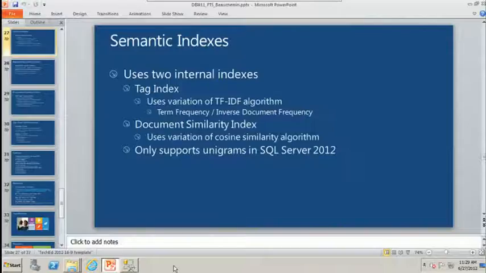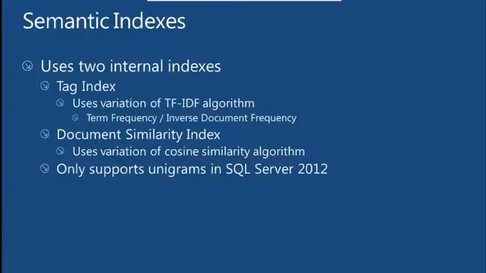Now, I have 44 seconds. I want to do one more thing, and then I'm going to skip blithely through the rest of the slides. This actually uses 2 internal indexes. You can use them in internal tables. And I actually have a book chapter coming out in Kalen Delaney's book that shows how the internals of all these things work. Basically, one is called the tag index, and one is called the document similarity index.